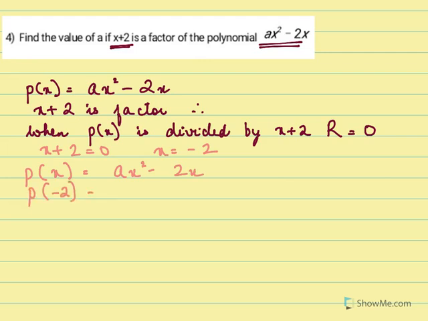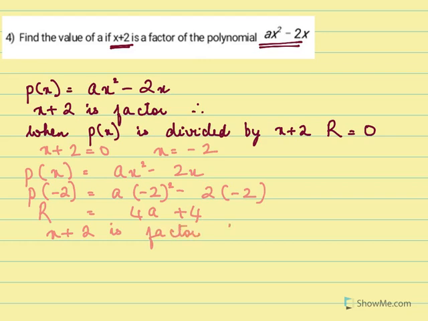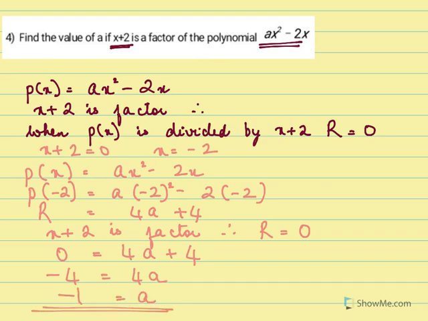Now p of minus 2, ax is minus 2 square, and here minus 2. Now by remainder theorem, we know that this is the remainder. This is 4a plus 4. But by factor theorem, we know that the remainder should be equal to 0 because x plus 2 is a factor. Therefore, remainder equal to 0. So 0 equal to 4a plus 4 minus 4 equal to 4a, and a equal to minus 1. This is your answer.